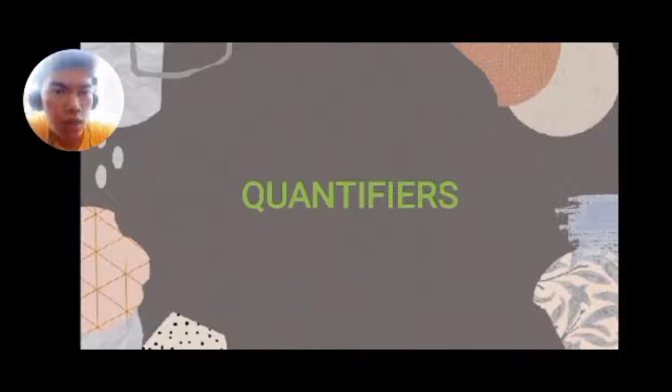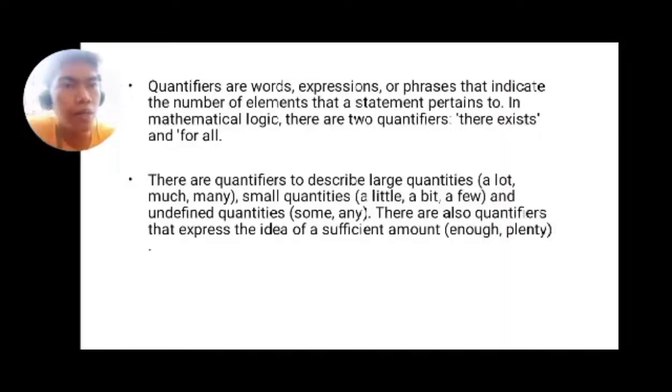So the next is quantifiers. Quantifiers are words, expressions, or phrases that indicate the number of elements that a statement pertains to. In mathematical logic, there are two quantifiers: there exists and for all. There are quantifiers to describe large quantities: a lot, much, many; small quantities: a little, a bit, a few; and undefined quantities: some, any. There are also quantifiers that express the idea of a sufficient amount, for example, enough and plenty.